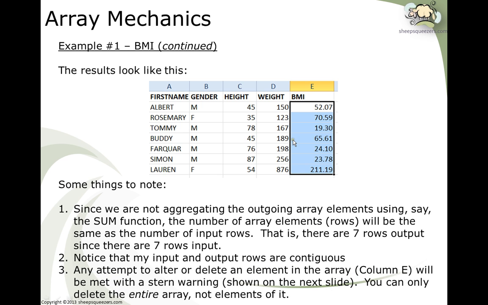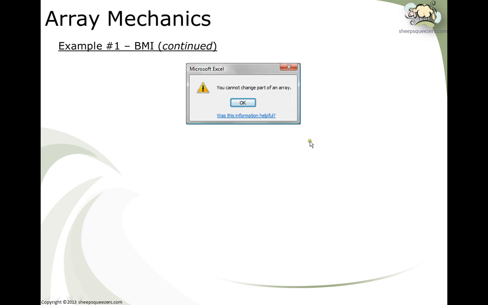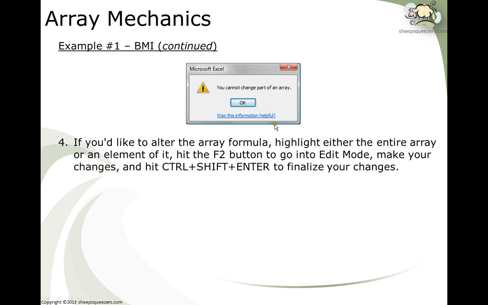Any attempt to alter or delete an element of an array in column E here will be met with a stern warning shown on the next slide. You'll see that in 1 second. You can only delete the entire array by highlighting the entire array and then hitting the delete button. You cannot delete a particular cell in the array. You'll just get the warning, and the warning looks like this. You cannot change part of an array. It's a very boring warning, but it's a warning nonetheless, so you can't change part of an array.